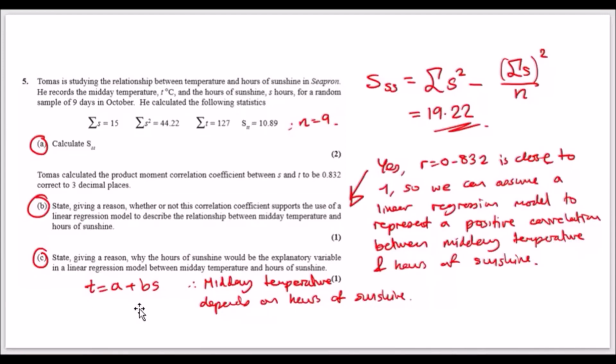The reason why we say this is because the midday temperature always depends on the number of hours of sunshine and not the other way around. That's kind of why they suggest it. If you didn't know, you would always just say because T depends on S, or Y depends on X. This is just the standard way, but in this case the temperature will have to depend on how the hours of sunshine are moving. Okay. Anyway, I hope that helps.